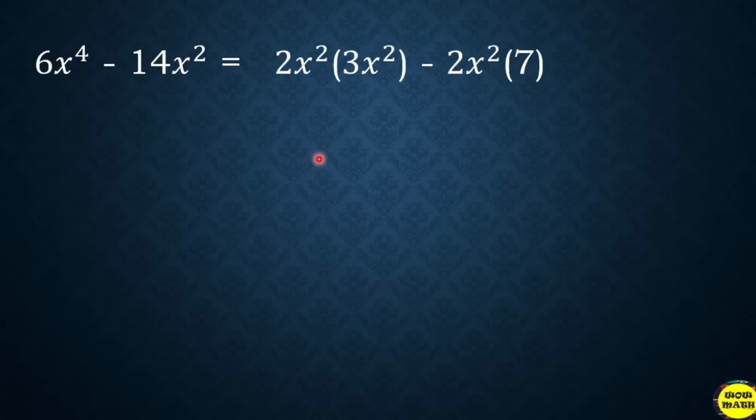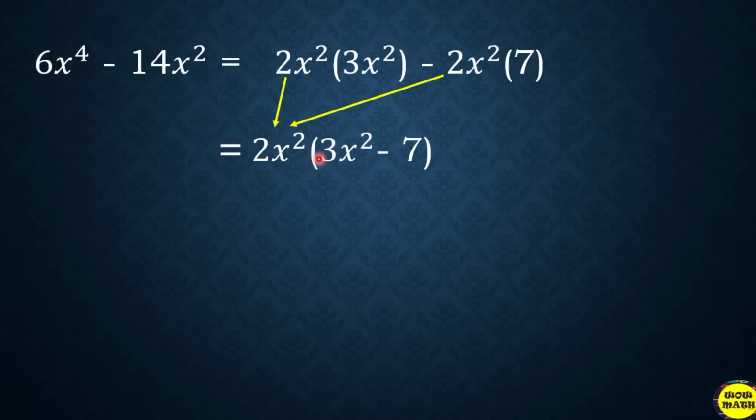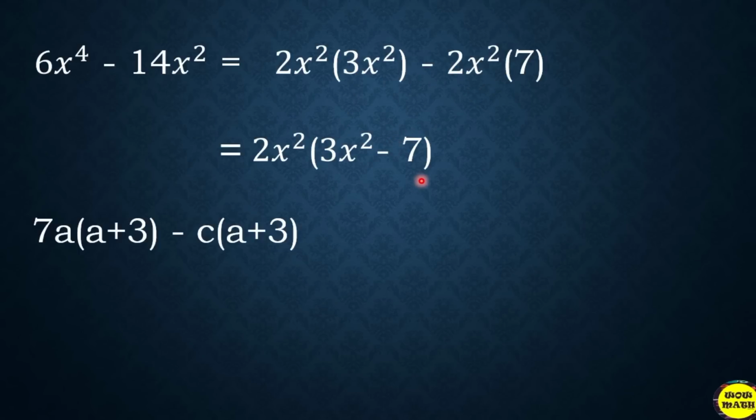Okay. Another way, ito po siya. So, copy lang natin 'to. After nating makuha yung GCF niya, kukopyahin lang natin siya. Tapos ito, copy lang din natin si 3x squared and then 7. So, ayun, minus. Okay? So, next.